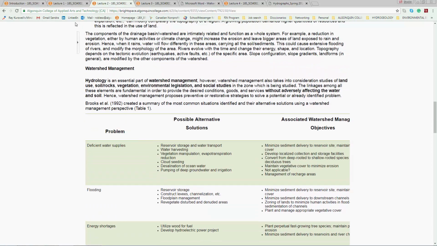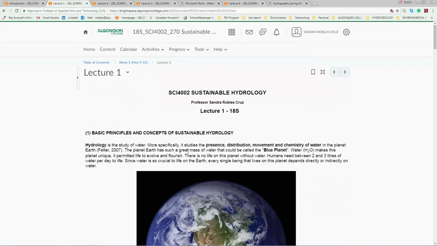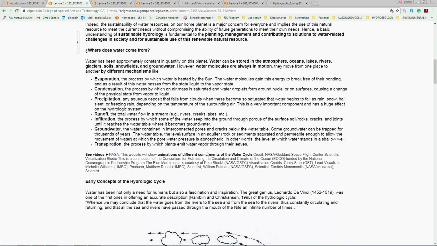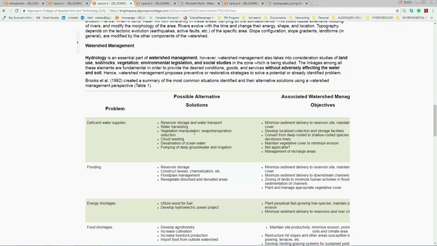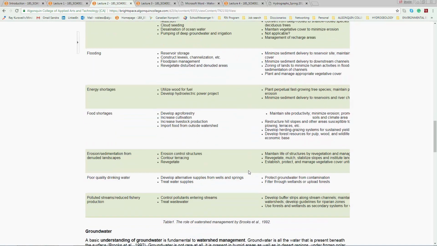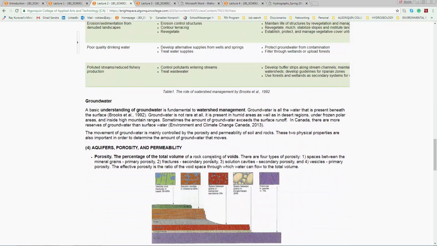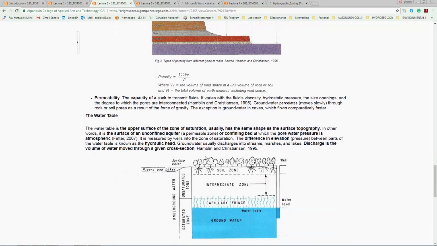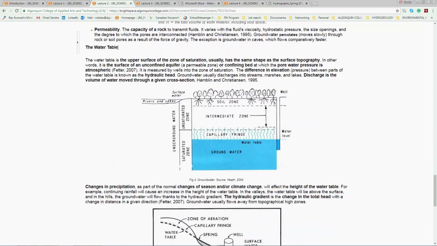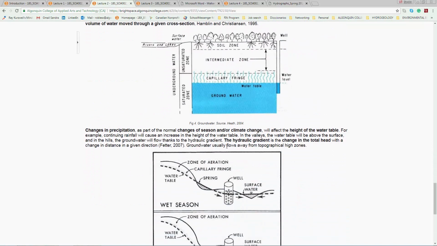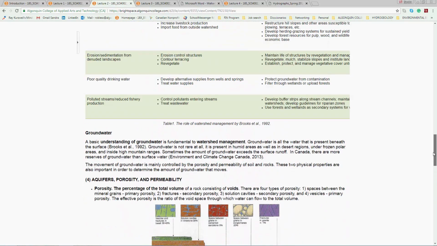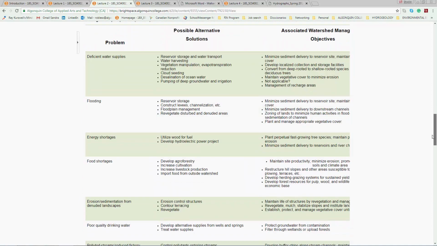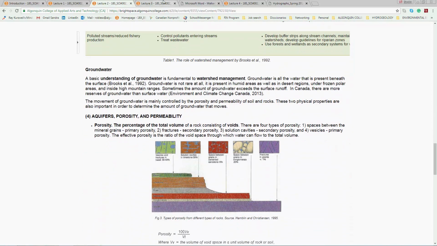So now, after seeing the basic concepts of the hydrologic cycle, here in week 2, we can start identifying problems and think about possible alternative solutions using watershed management. So please review specifically this table. It's important to have clear concepts of water table, what is the water table, and I think that's it in this week. That's the main point, watershed management and groundwater for this week.